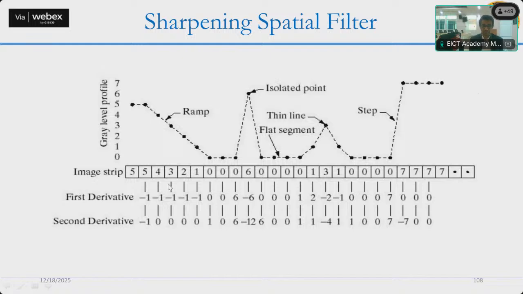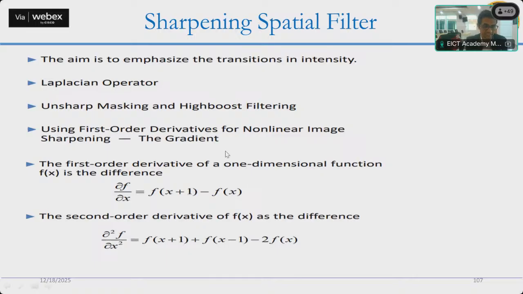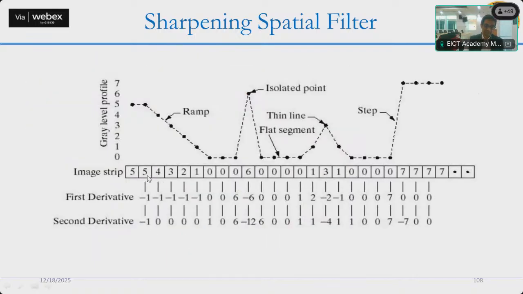We are saying first derivative, again we are stuck with what is basically the first derivative. The first derivative, as we have seen in the last lecture, is f(x+1) minus f(x). So it is the later value minus the earlier value. So here 5 minus 5, it is 0, and 5 minus 4, it is minus 1.